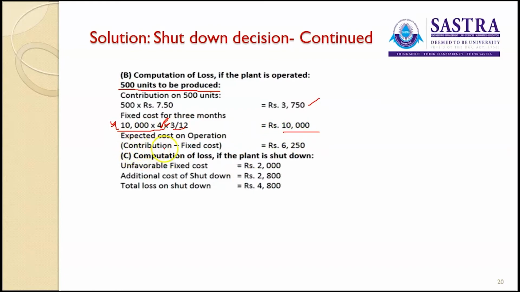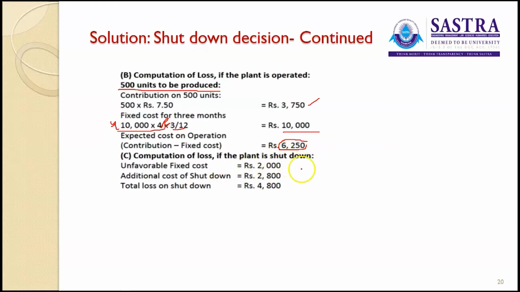Then the expected cost on operation is contribution minus your fixed cost. What is your contribution? We have a contribution of 3,750. We will have a fixed cost of 10,000. So this is your extra cost you are going to incur. That is 6,250. Computation of loss.